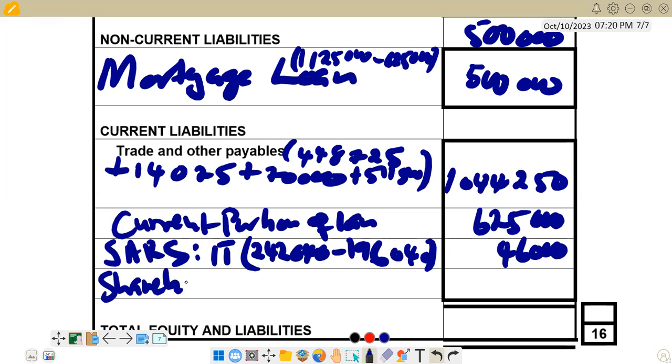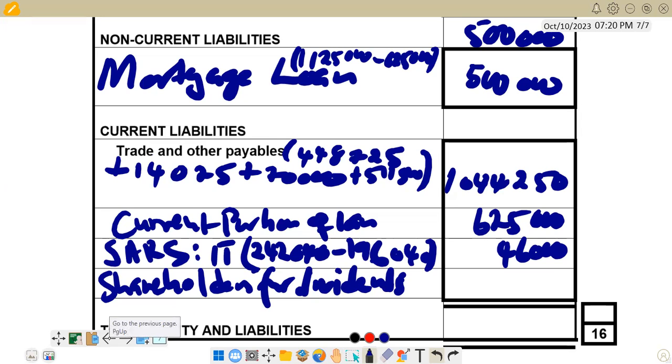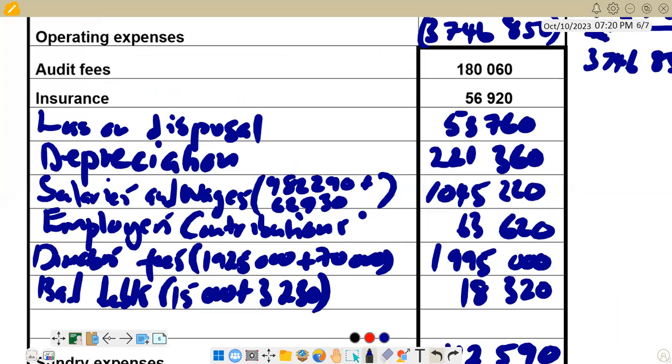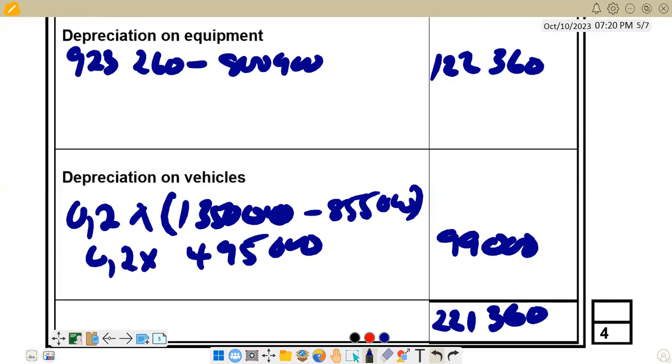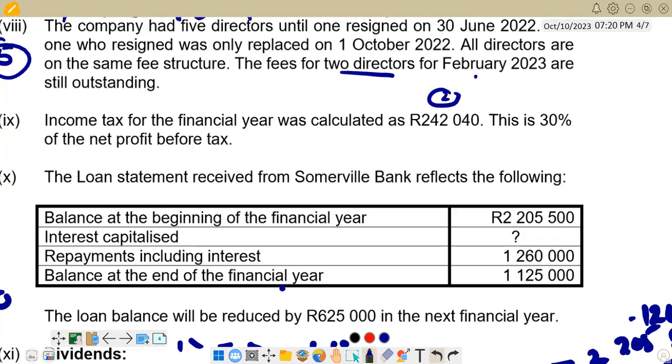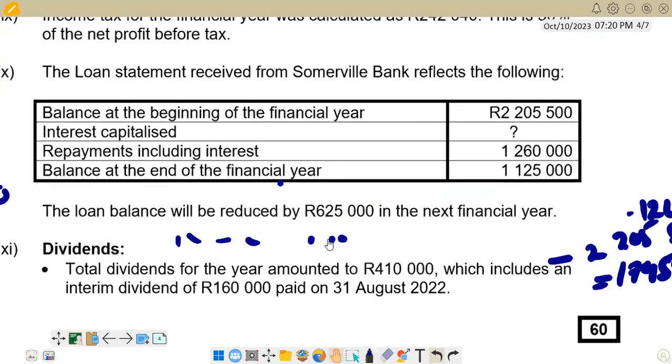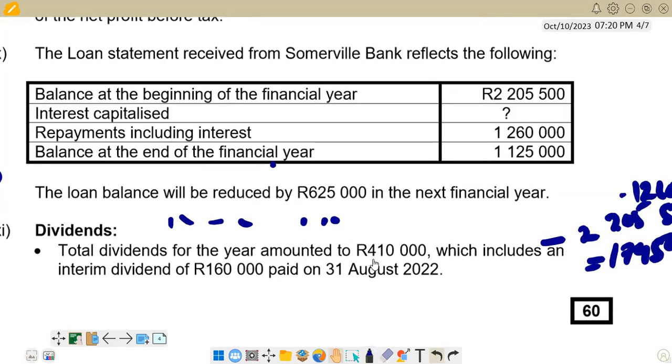And we still have also shareholders for dividends. Remember, the final dividend is always carried to the next period as an accrual because it's declared at the end of the financial year. So there's no way that this final dividend can be paid. It's always carried to the next financial year as a current liability. So let's find out in the information that we are given in terms of these dividends at the end of the question. We are told that the total dividend for the year amounted to 410,000, which includes an interim of 160.